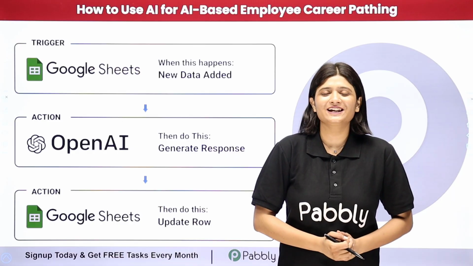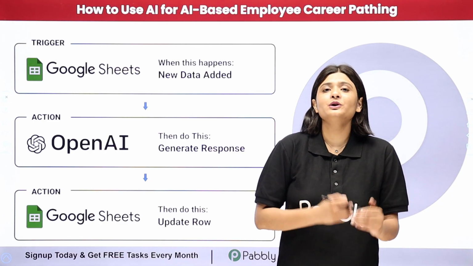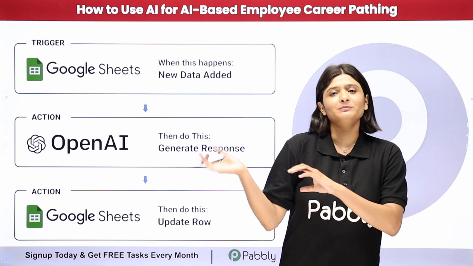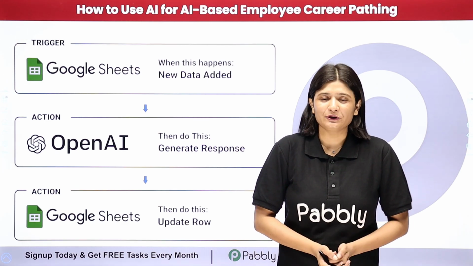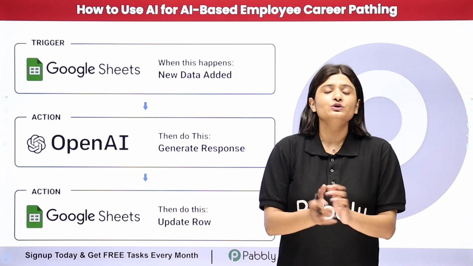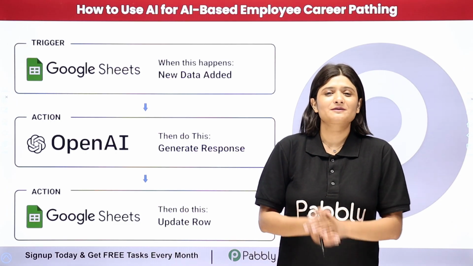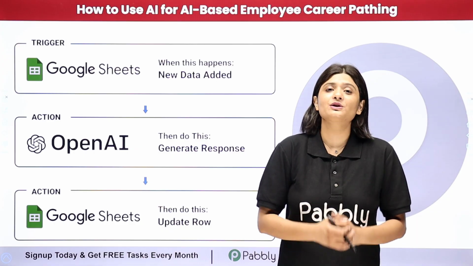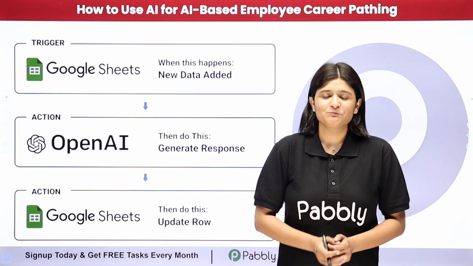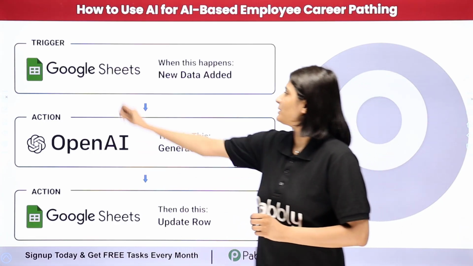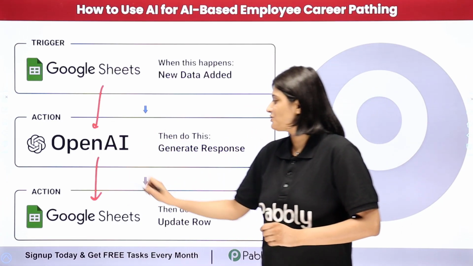Here I'm going to use my AI agent as OpenAI, and it should be automatically updated in my row in my Google Sheet. Now doing this manually will consume a lot of time, so I'm going to completely automate this process, and to do this automation I'm going to use Pabbly Connect. Pabbly Connect is an amazing automation and integration software which requires no coding or programming skills. Here I just need to build a connection between Google Sheets, OpenAI and then Google Sheets.